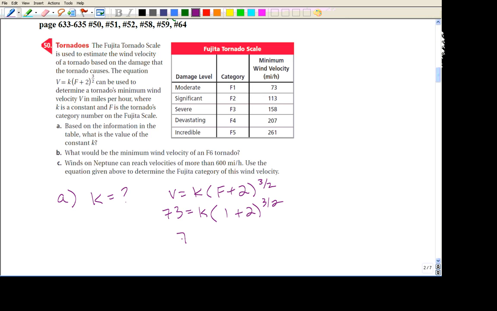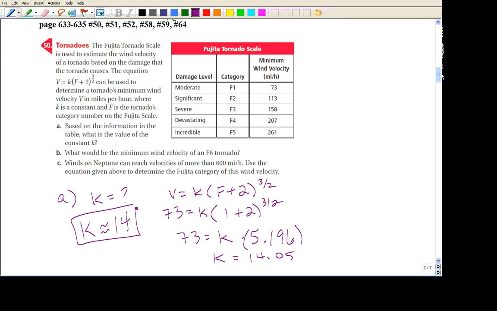Okay, so we'll have 73 equals K times, this is 3 raised to the 3 halves power, so you take the square root of it and cube it, and you'll get 5.196. So we're multiplying by that. So then to divide both sides by 5.196, we'll get K equals 14.05. So it's pretty close to 14, so we'll say that K is about equal to 14. So there's our constant.